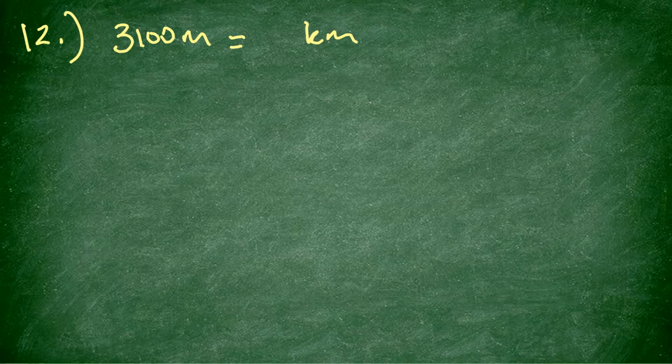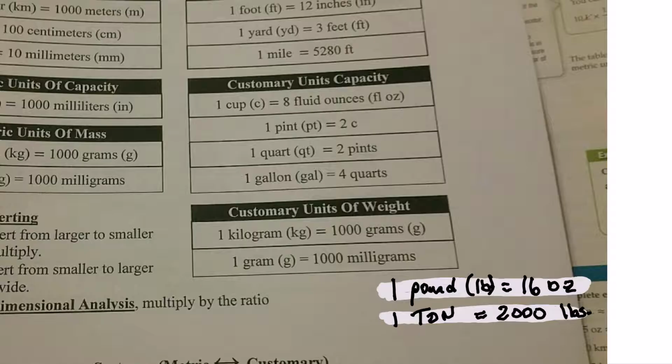Alright, now we're taking meters to kilometers. So I'm going to check and see, is there something that takes meters to kilometers? So I'm going to look in length. 1 kilometer is 1,000 meters.